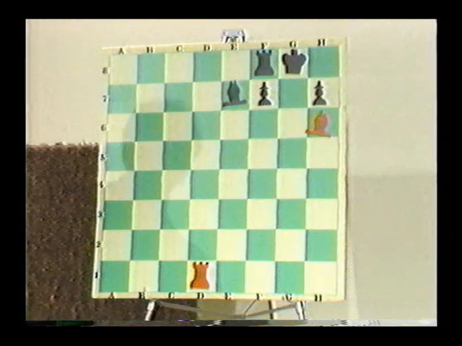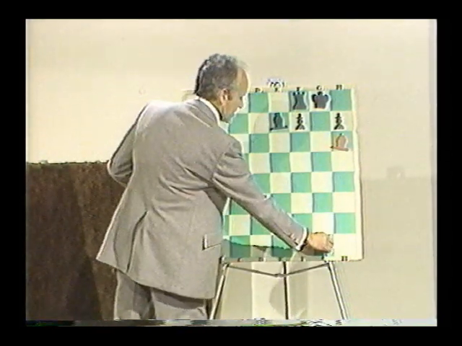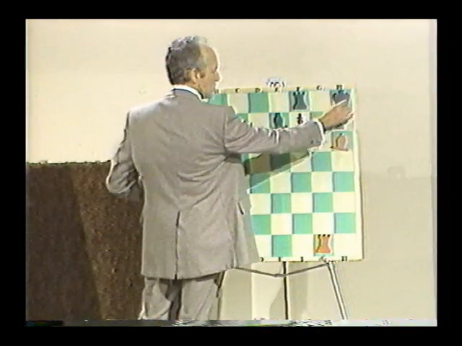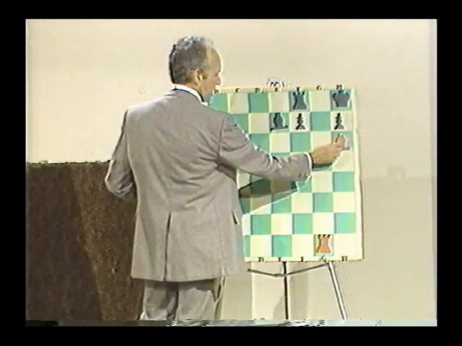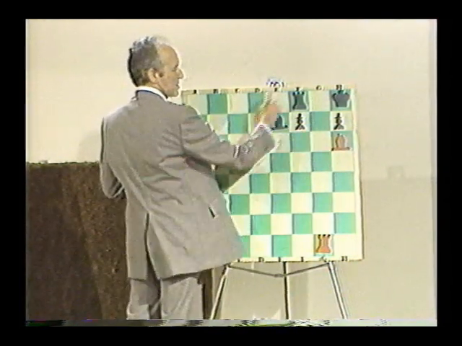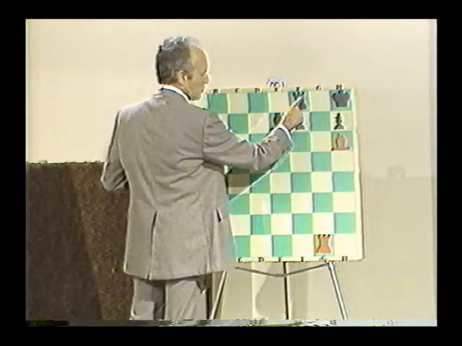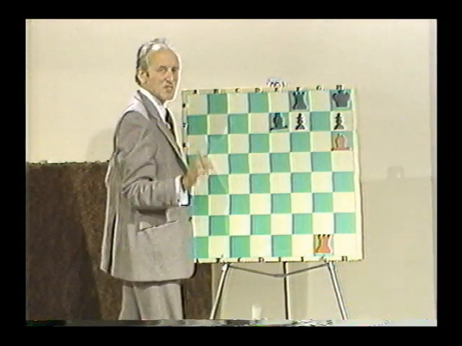Let's see. First, the check. Rook over, check. The king moves. Now, a lot of beginners would simply say, hooray, I won a rook. Bishop takes rook. Even though bishop takes bishop, a rook is stronger. But a more experienced player would see that it's a checkmate.